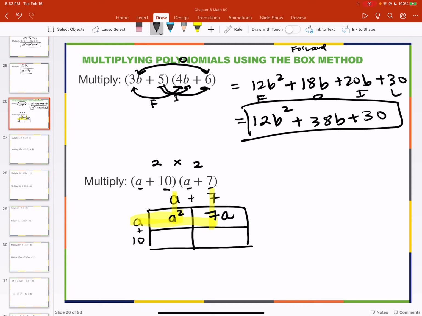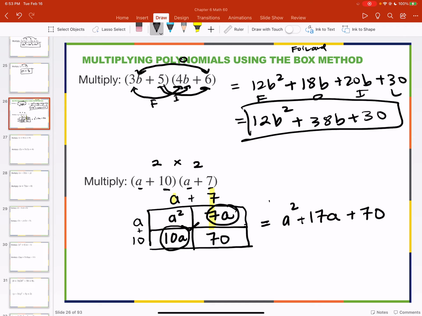Then I'm going to do a times 10. That's going to be 10a here. And then finally 7 times 10, which is 70. Okay, so they kind of meet. So now all I do is combine like terms, and usually they'll be on the diagonal. And then I list my answer. So a squared, then 10a plus 7a is 17a. And then the last one is positive 70. So that's it. Okay, so we'll do this a couple more times.